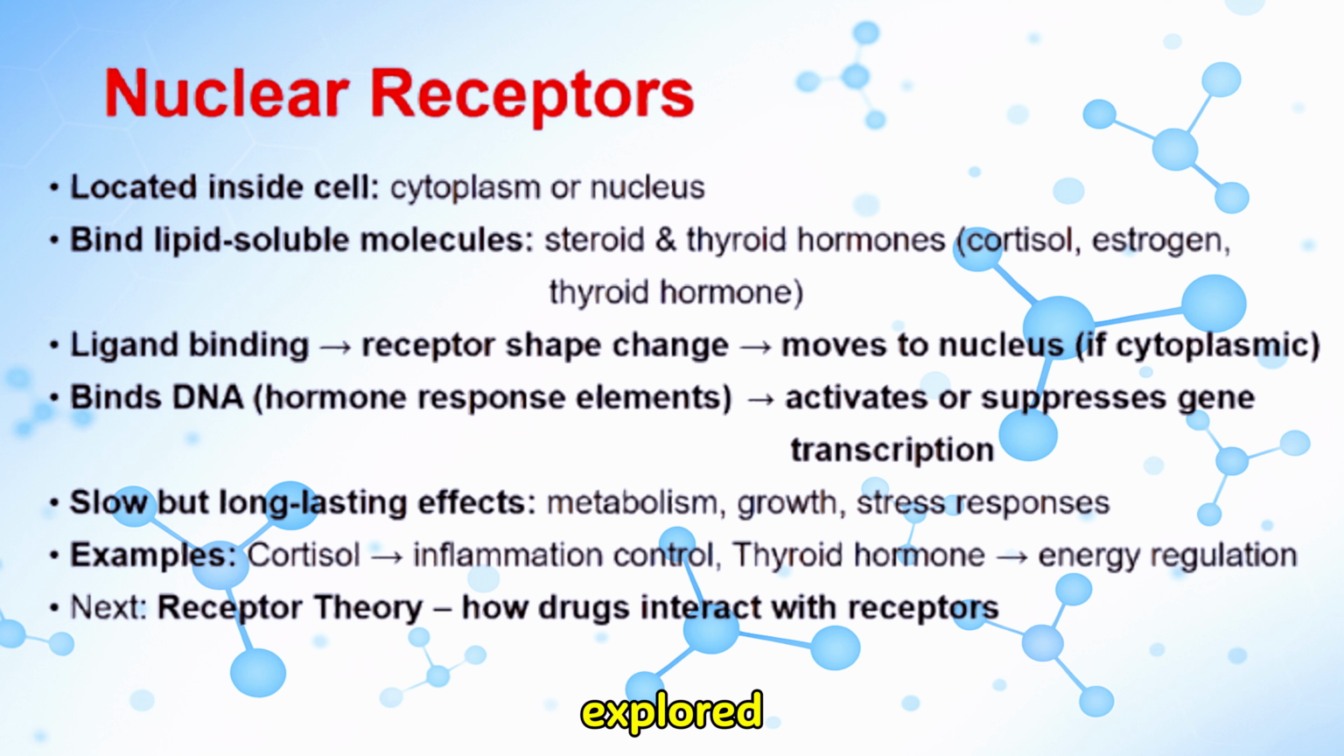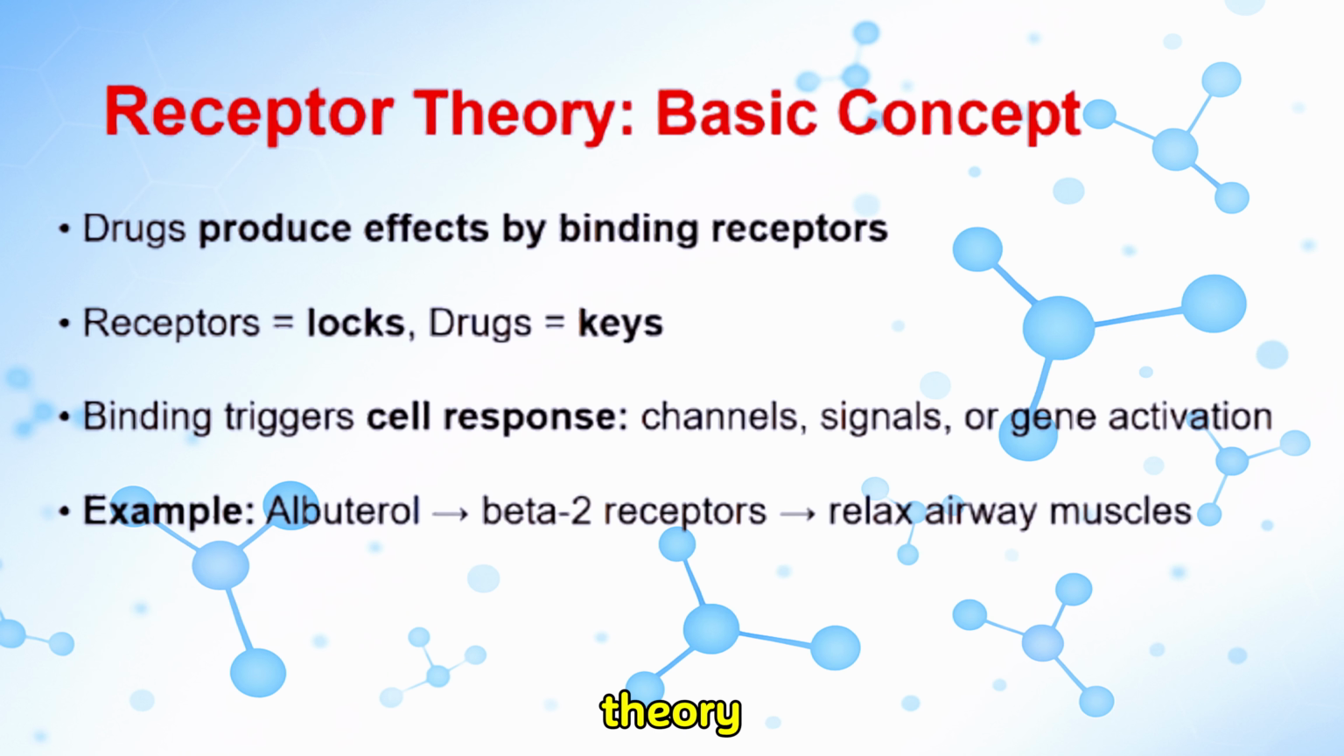Now that we've explored how different types of receptors function, including nuclear receptors, let's look at the fundamental principles that explain how drugs interact with these receptors. This brings us to receptor theory, the foundation of pharmacodynamics, including both basic concepts and advanced models used to predict drug behavior. Receptor theory: basic concepts and advanced models.